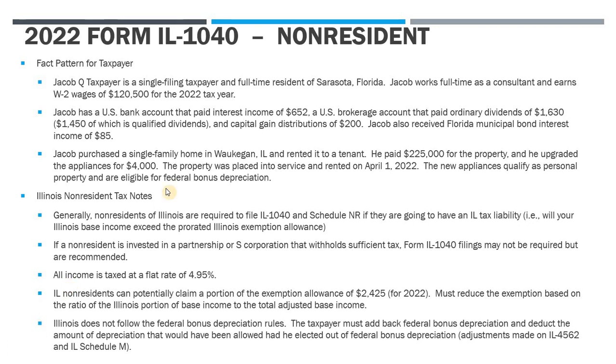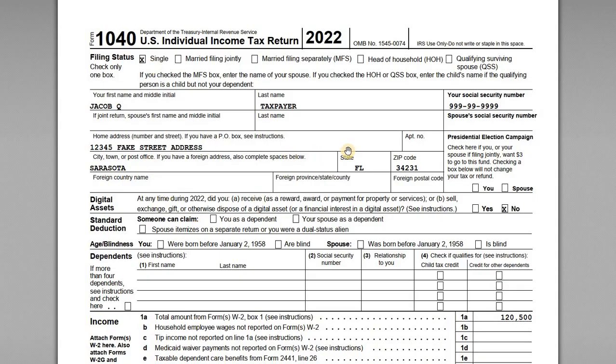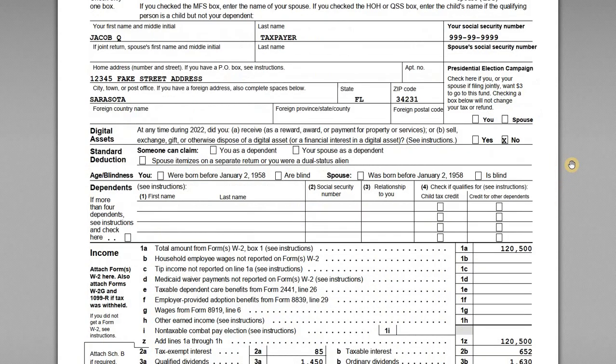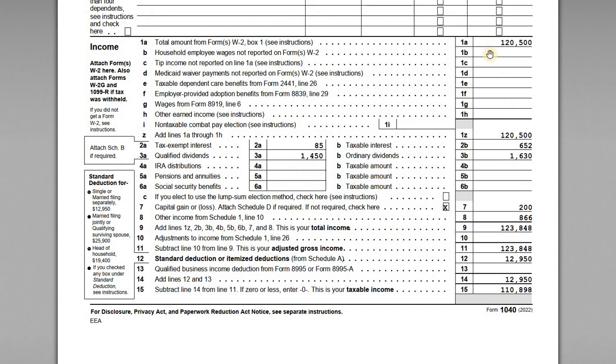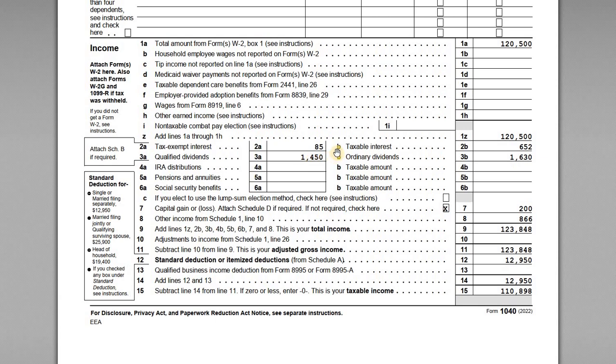Now, if we jump over to the tax returns, we'll start with the federal Form 1040. So we've got Jacob's federal 1040 here. We can see his wages reported up on line 1, and then we have the investment income reported down here on lines 2 and 3. You can see we've separated the Florida municipal bond interest of $85, so that is not subject to tax at the federal level, but it is often subject to tax at the state level, so we'll see an adjustment there.